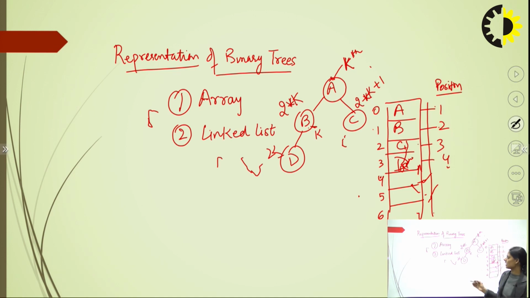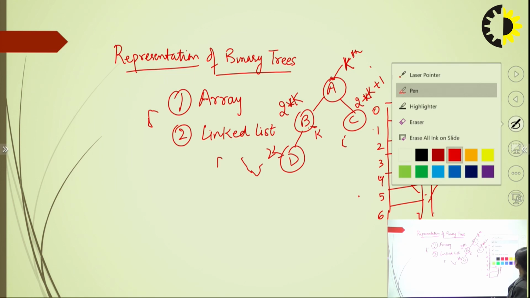So all in all, in case of an array, if the parent is stored at k, then the left child is stored at 2k and the right child is stored at position 2k plus 1. So this forms the array representation of binary trees. Now let's discuss the linked representation of binary trees.